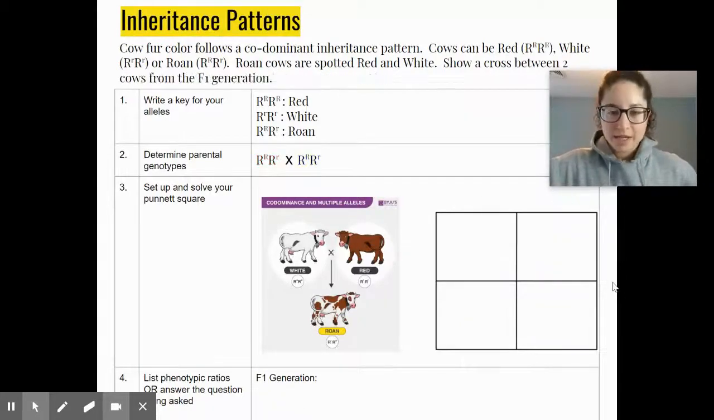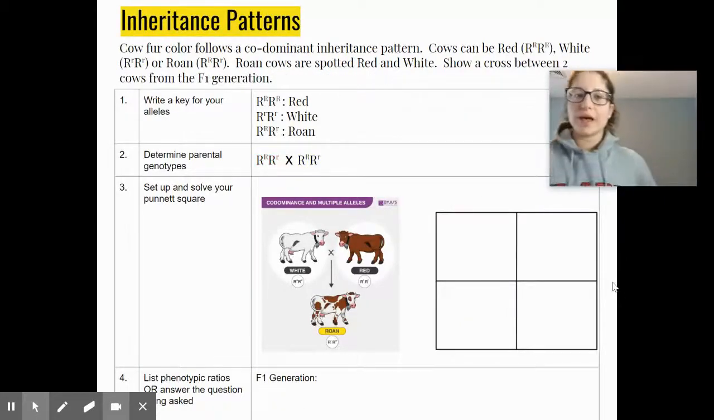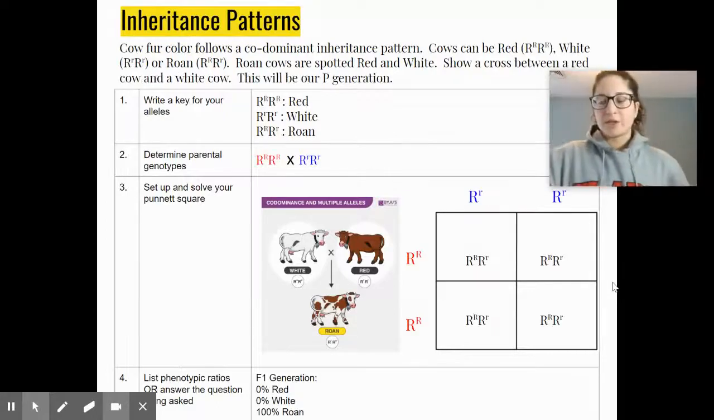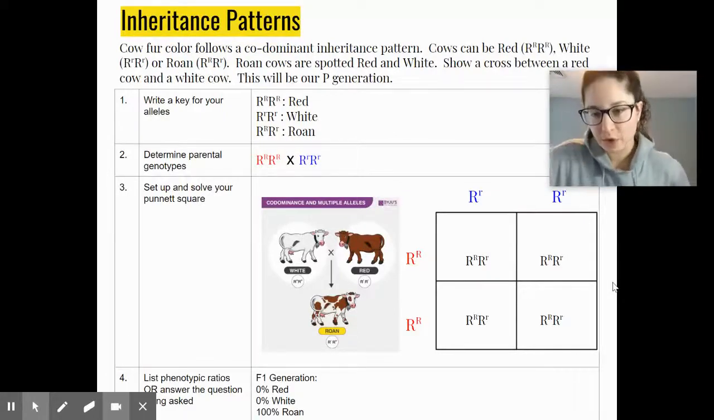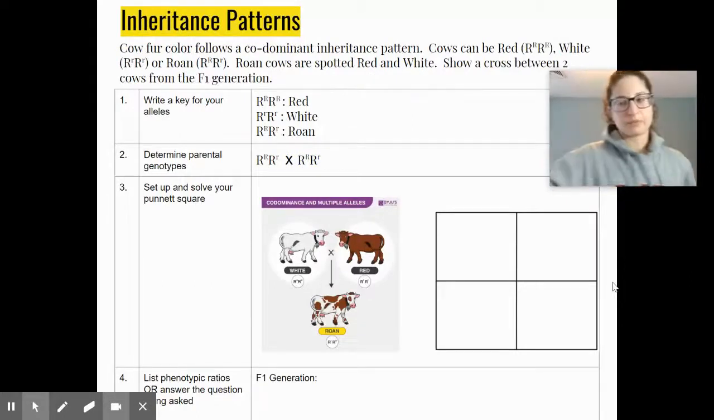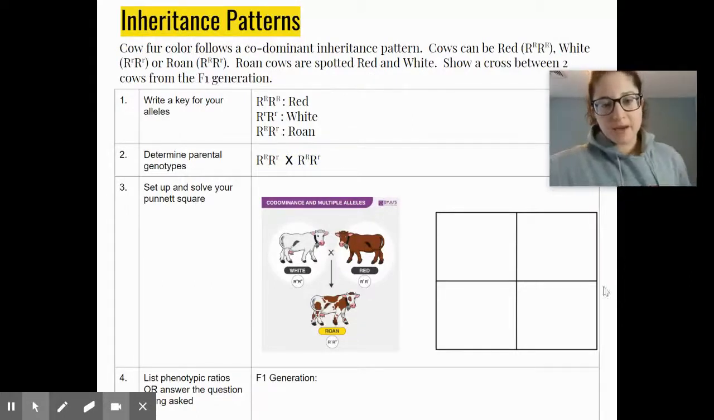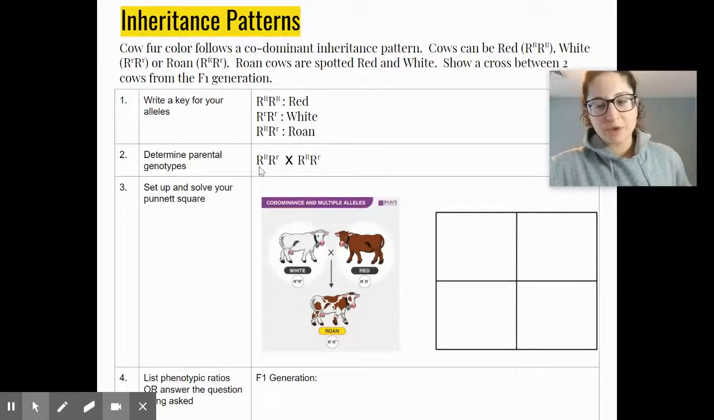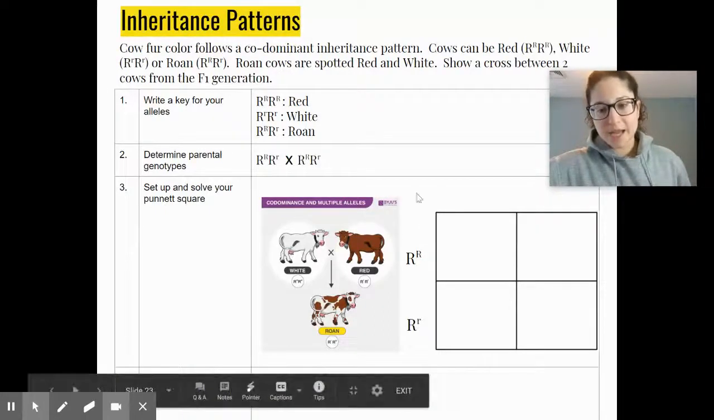In this next Punnett square, we're just going to cross 2 of the F1 generation. So all of the F1 generation is roan. So we're going to be crossing 2 roan cows. So again, we have our 2 roan cows. So here's roan cow 1, roan cow 2. We fill in our Punnett square. So mom's genotype gets written down the side. Dad's genotype gets written across the top. We fill in our Punnett squares.